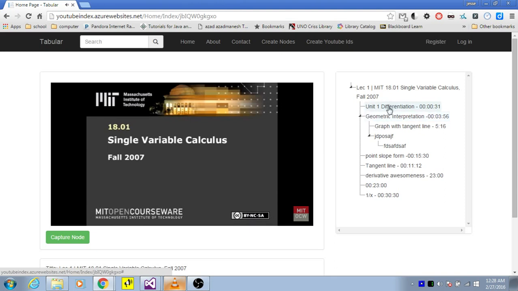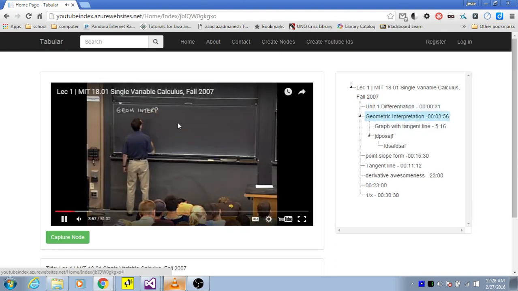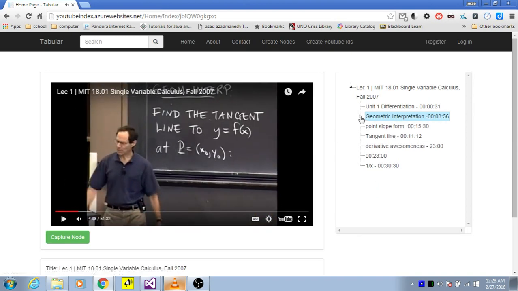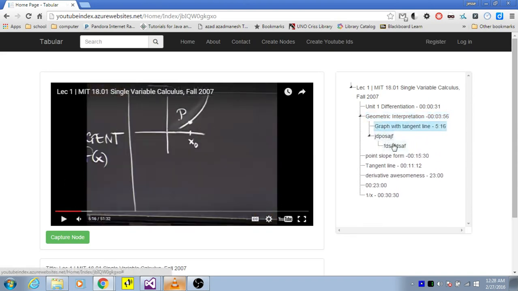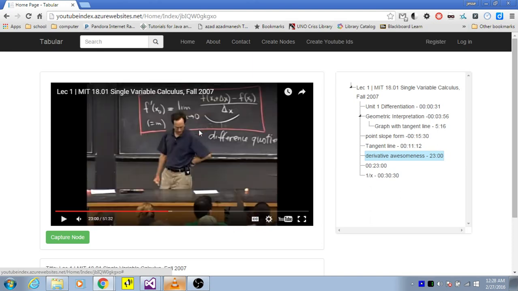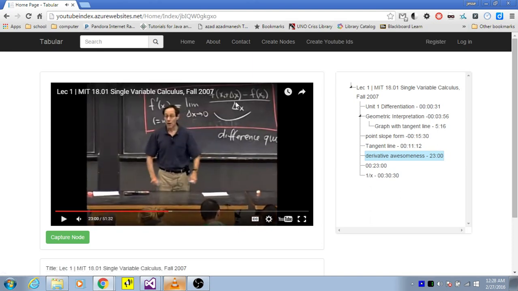But one thing you can see is you can left click on these and it goes specifically to it. So you can see it goes to the geometric interpretation, and you can actually have a hierarchy here. So you can see that there's a sub hierarchy, and you can keep adding sub hierarchies to this. You can also delete the nodes, create them, rename them, and then it'll go straight to 50. So yeah, you can keep making those. And here's the derivative formula. So you can see the famous derivative formula of how you take a derivative of any function right there.